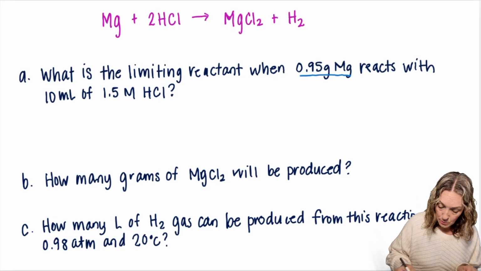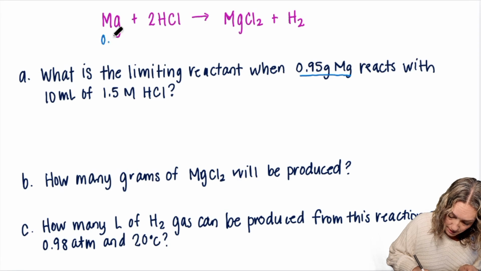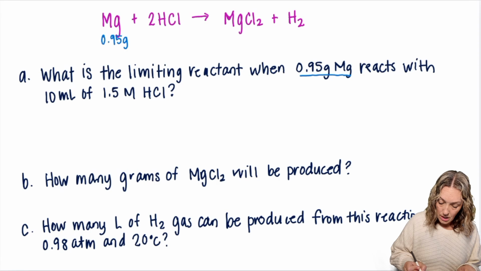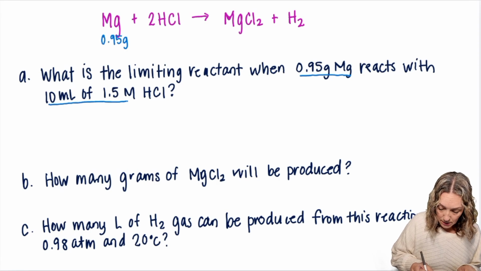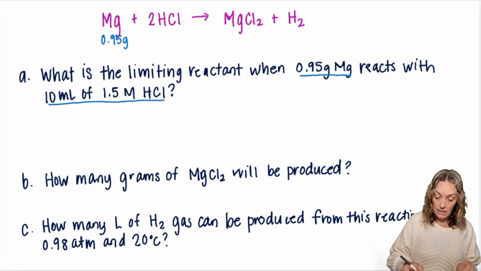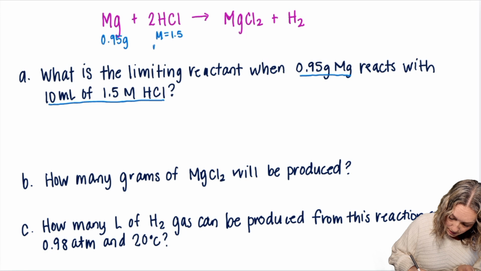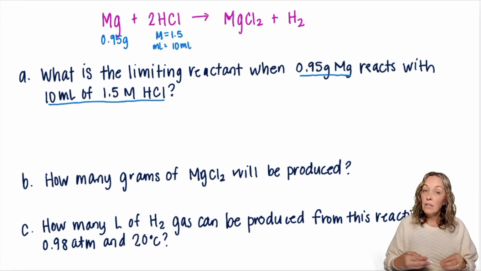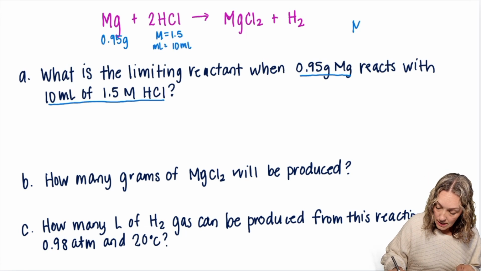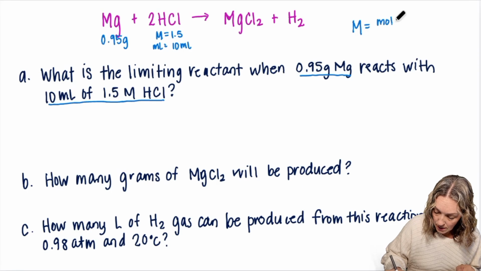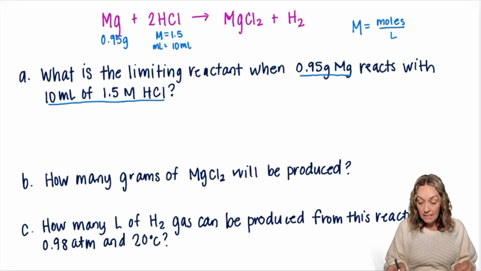First number I encounter is 0.95 grams of Mg, so I'm going to write it underneath the Mg in the balanced equation. I also know that I have 10 milliliters of 1.5 molar HCl. Under the HCl, I'm going to write the molarity, and I'm going to write the milliliters. When I have molarity, I know I'm dealing with a solution, and the equation for molarity is molarity equals moles over liters. So I am going to need to use that equation in this problem.